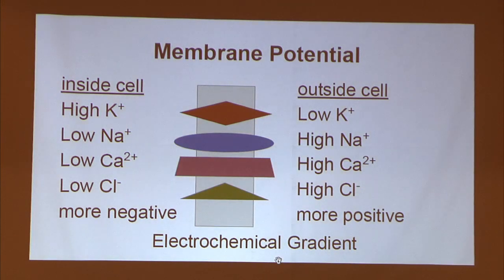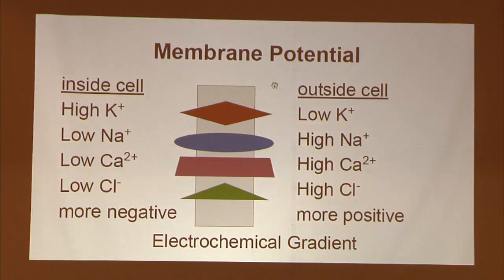Okay, so we have a chemical gradient because we have higher concentration and lower concentration of our ions. So potassium's high inside the cell, low outside, and then sodium, calcium, and chloride are high outside the cell and low inside the cell. So if they want to go down their concentration gradient, potassium would flow out, and sodium, calcium, and chloride would flow in.